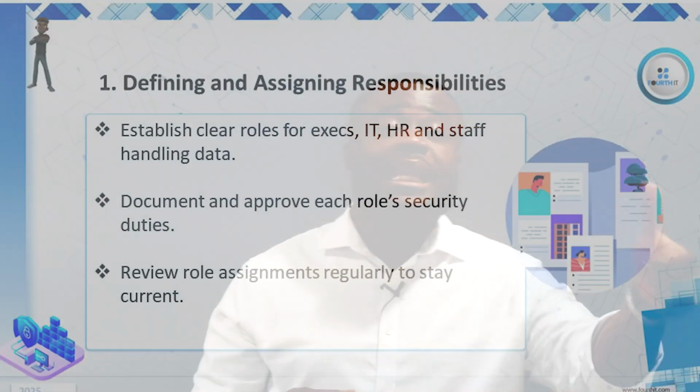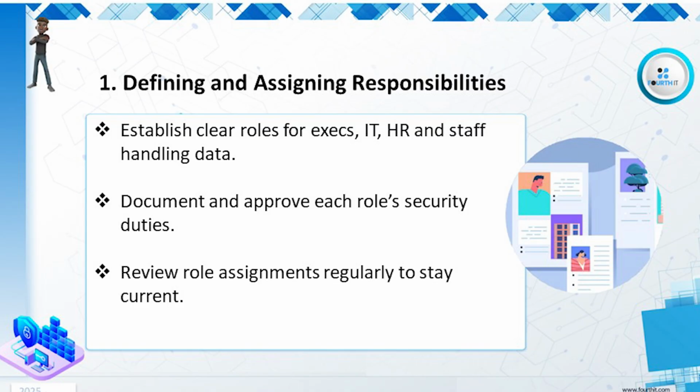One, defining and assigning responsibilities. Management should establish clear roles and responsibilities related to information security. This should include defining the duties of executives, the security team, the IT personnel, and even the employees who are handling sensitive data. Responsibilities should be documented, approved, regularly reviewed, and you need to ensure that there's accountability. For example, create a responsibility matrix that lists each role and their security tasks with approval dates.